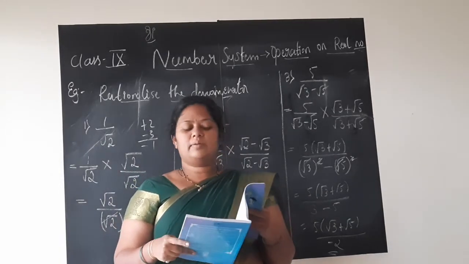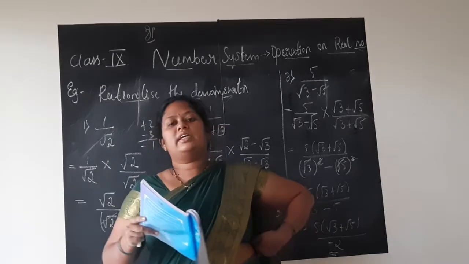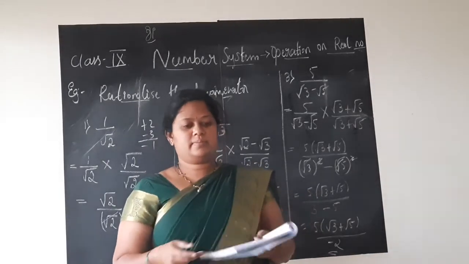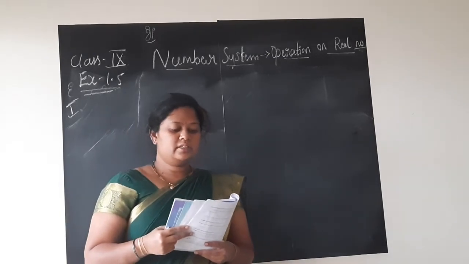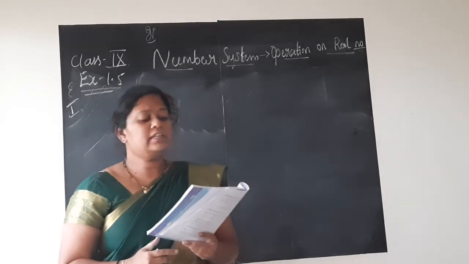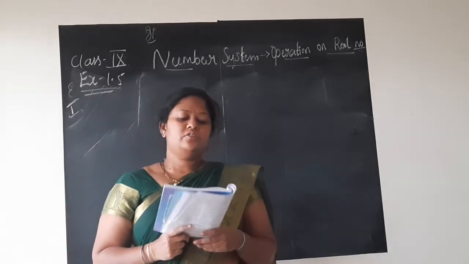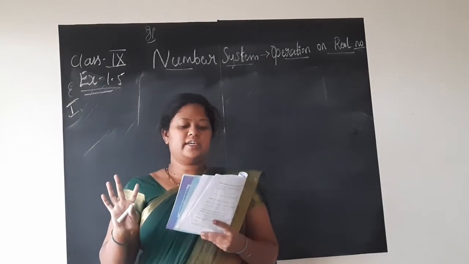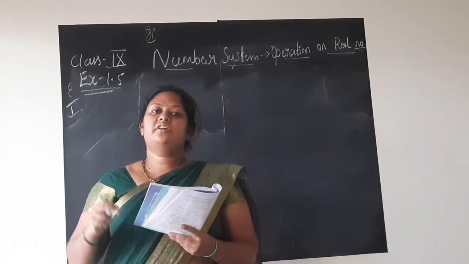Any one of the exemplar problems I want you to solve. After that, directly go to Exercise 1.5. So, Exercise 1.5, children. The first main question is: classify the following numbers as rational or irrational. There are 5 questions, children. You need to classify them as rational or irrational.